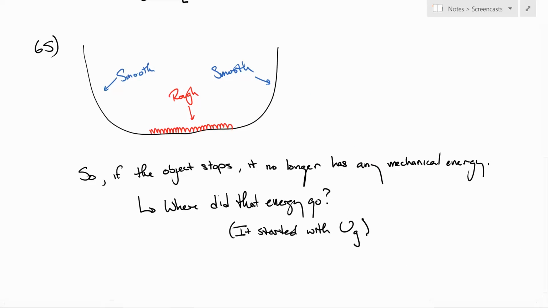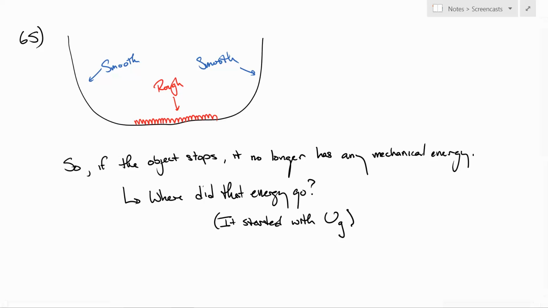Let us now consider 65. 65 is basically saying I have an object, and this object is released from rest on a smooth ramp, goes down over a rough surface, and is all like bumpy, bumpy, or frictiony, frictiony, or whatever. Goes up a smooth thing. And it keeps doing this again and again, and eventually it stops somewhere. And they want to know, where does it stop?